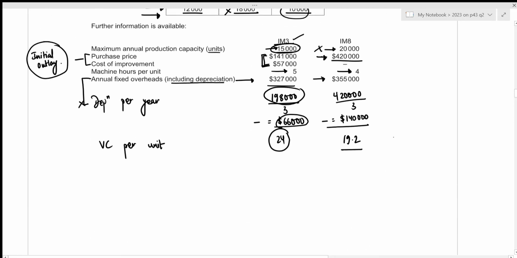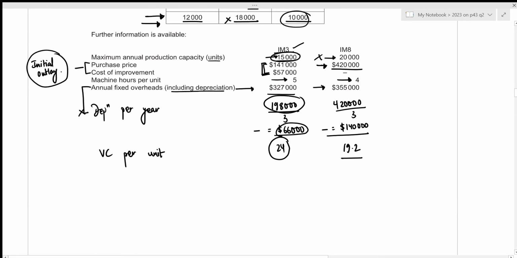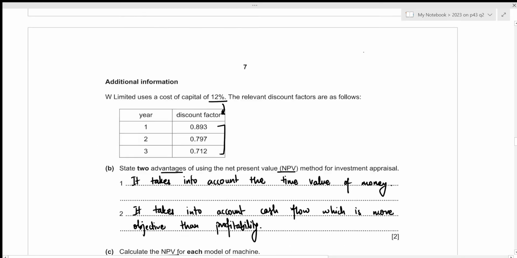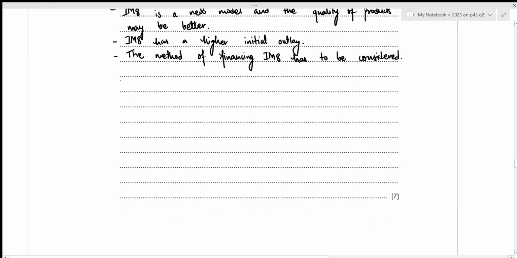Then we can also compare the maximum annual production capacity. So the capacity for IM8 is definitely higher as compared to IM3. So if there are any urgent sales orders, then IM8 will be more efficient for the business because it can produce a higher amount of units. Let's write it down.